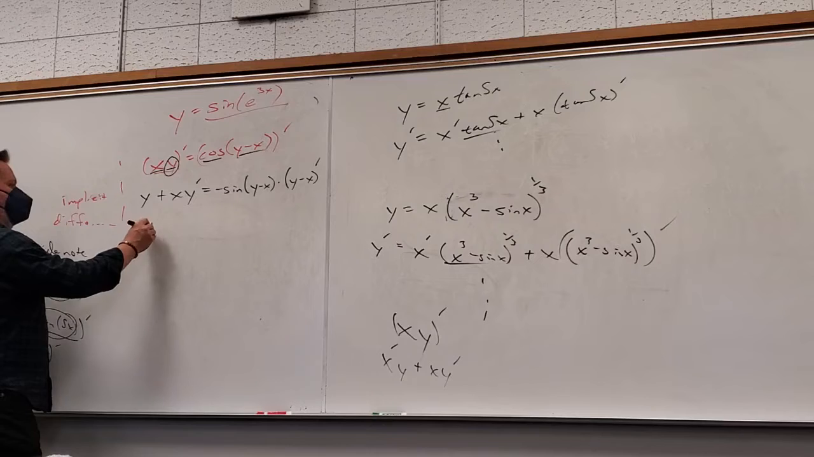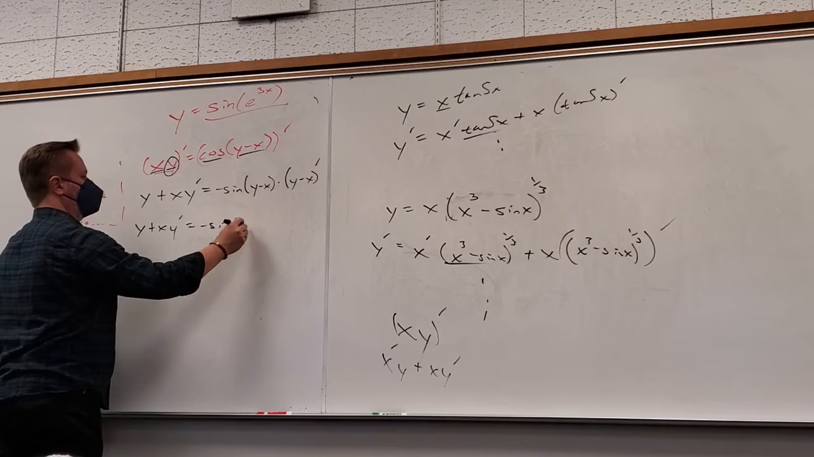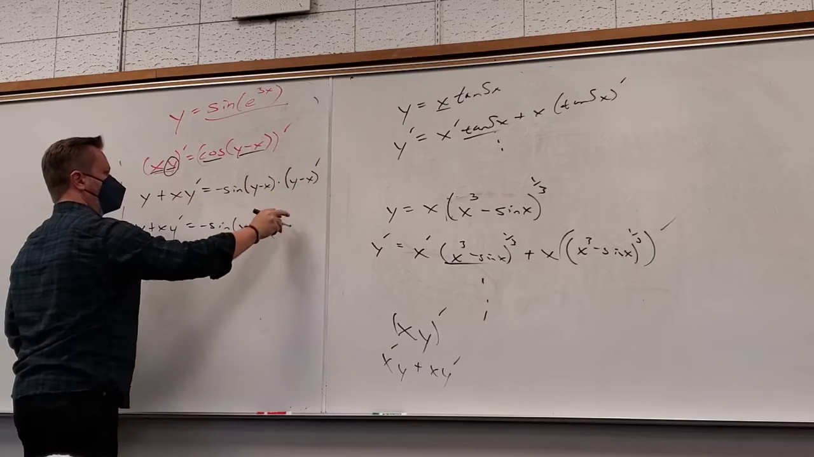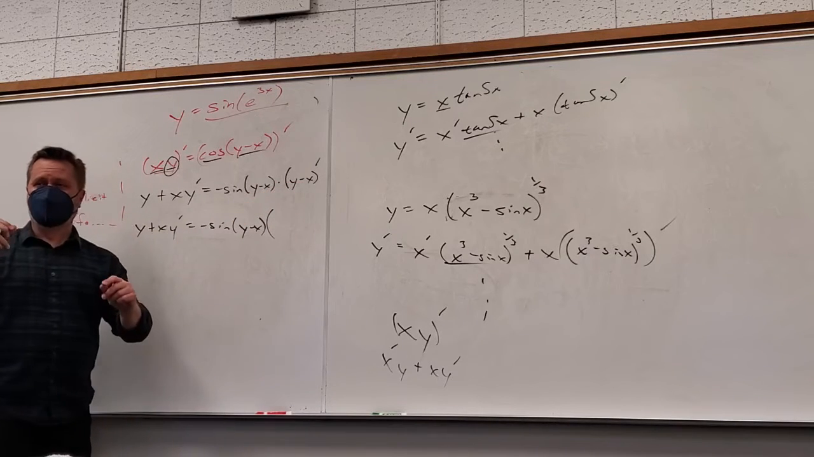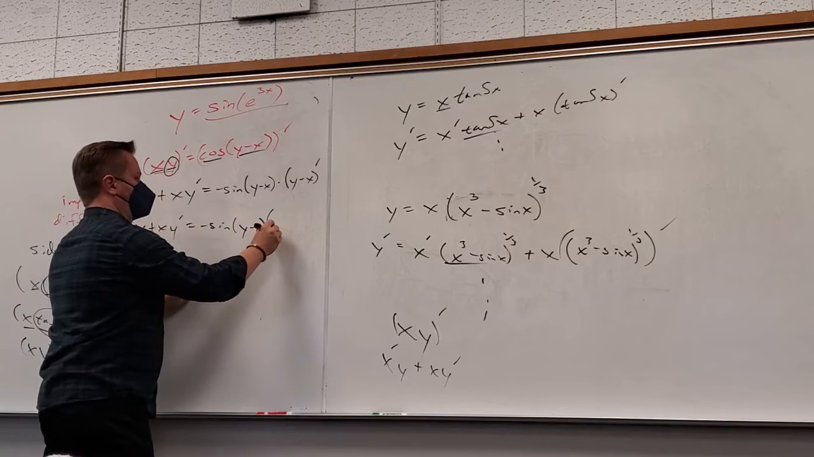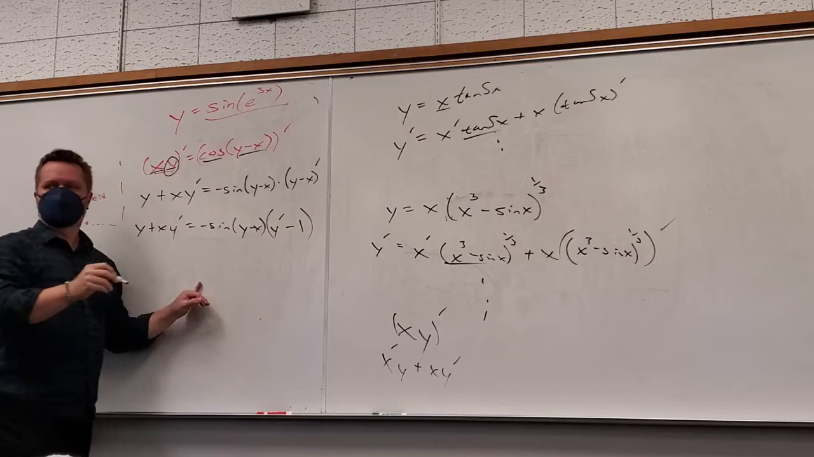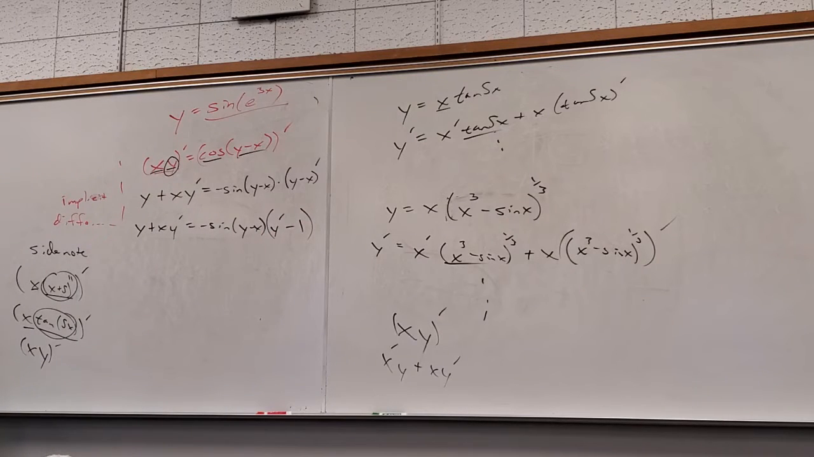So now I have y plus xy prime equals negative sine of (y minus x). And what happens here? What's the derivative of y? Y prime. Good, because I'm doing it with respect to x. What's the derivative of x? 1. That's the end of the calculus in this problem.